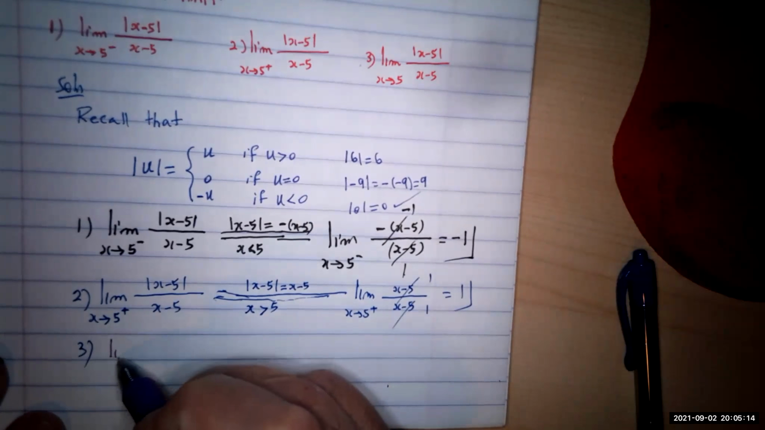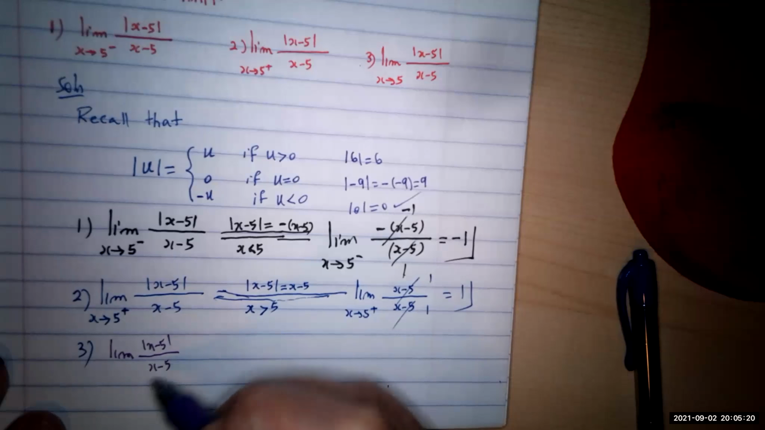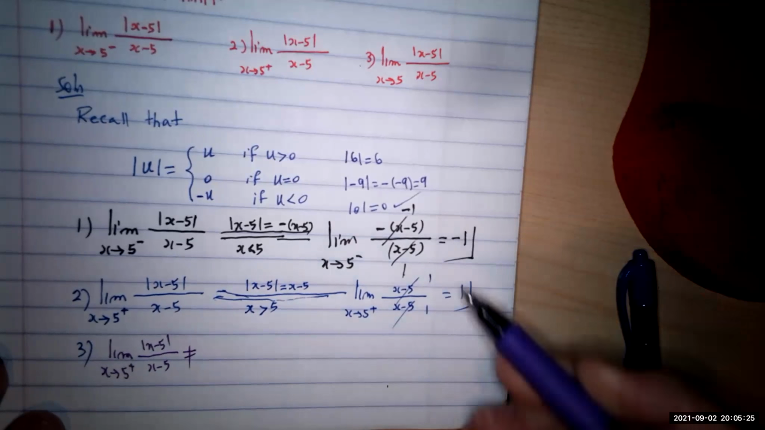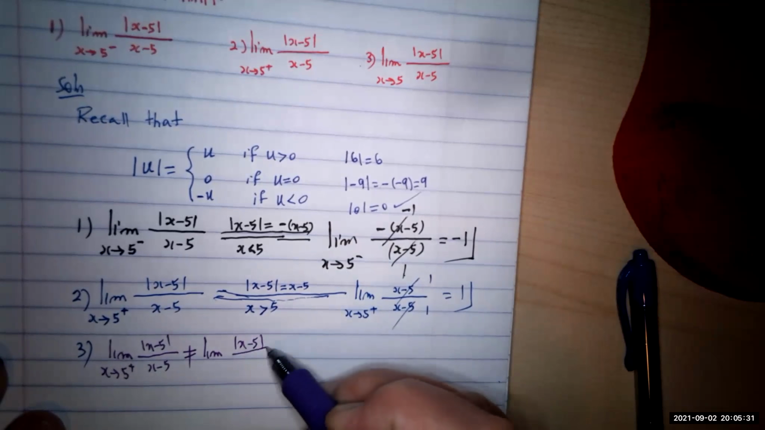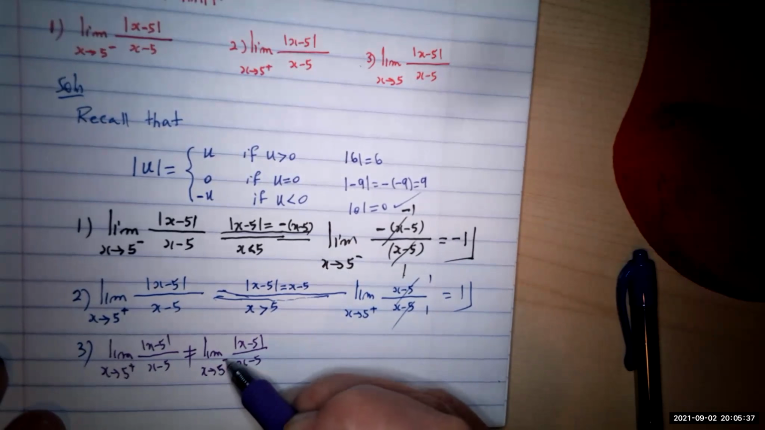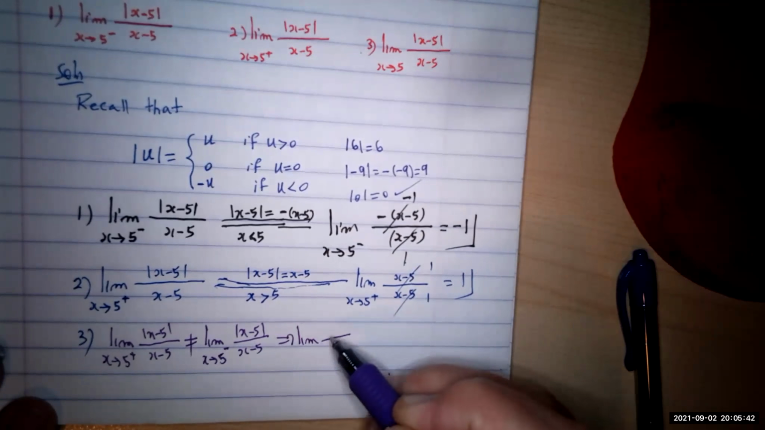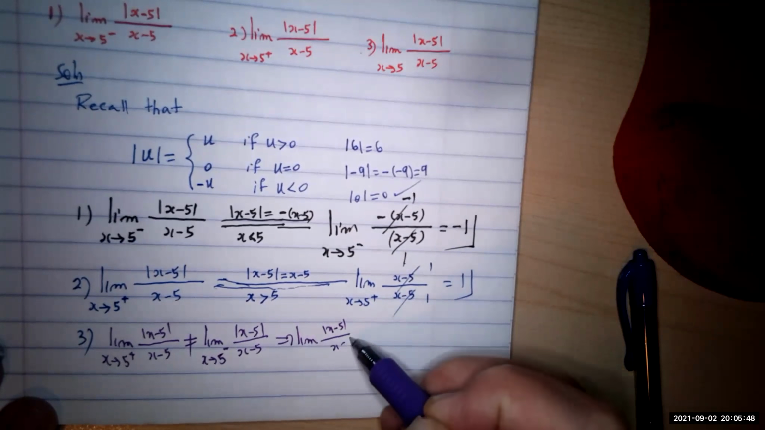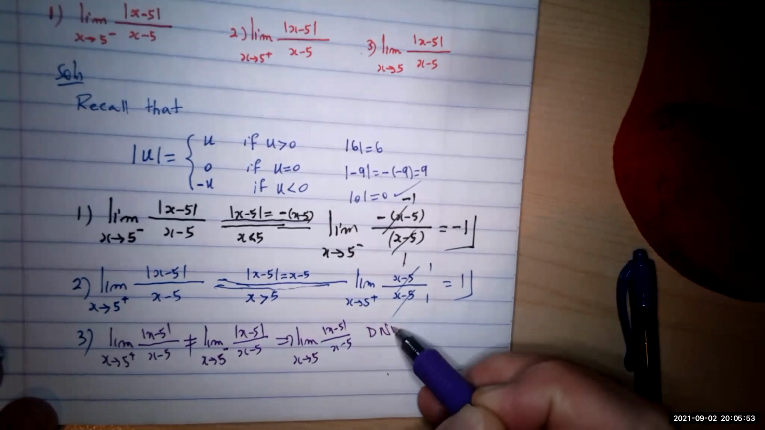You are going to tell us that the limit of absolute value of x minus 5 over x minus 5 when x goes to 5 positive is not equal to the limit of absolute value of x minus 5 over x minus 5 when x goes to 5 negative. Because one of them is 1, the other one is negative 1. So this means the actual limit does not exist. Okay, the limit of absolute value of x minus 5 over x minus 5 when x goes to 5 does not exist.